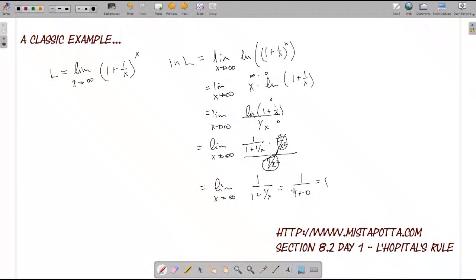The thing I need to keep in mind here, though, is that this is natural log of L, and I'm really trying to solve for L. So if the natural log of L is equal to 1, that means L would really have to be equal to e to the 1, or e.